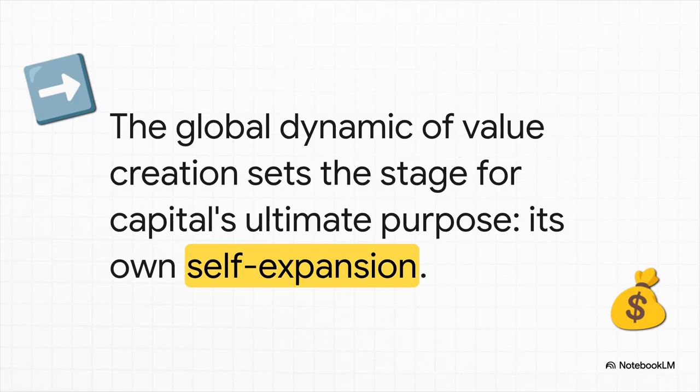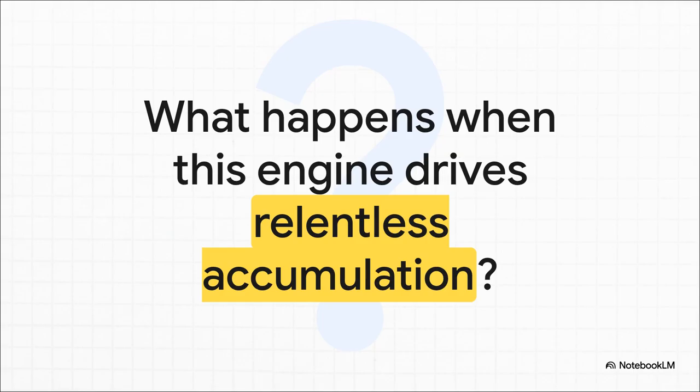And with that, our investigation into wages is pretty much complete. We've seen how surplus value is produced and how it's disguised by the wage form. This analysis of how value is created globally really sets the stage for understanding capital's ultimate drive, its own self-expansion and accumulation. So we'll leave you with this question to think about. What are the consequences of a system that's driven by this relentless competitive engine of accumulation? We'll start to answer that in our very next explainer, as we dive into Part 7 of Capital, the accumulation of capital.